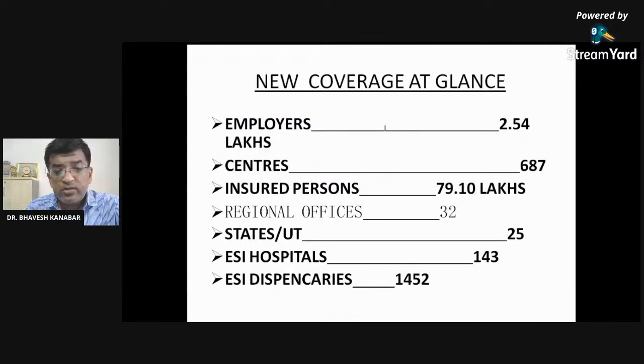So coverage: these are some old data, but you can see that 2.54 lakh employers were covered, and there are 687 centers for ESI. Insured persons are about 80 lakh, about 79 lakh we can say. 32 regional offices. According to all data, all the states are covered, right? ESI hospitals may be more than this, right?